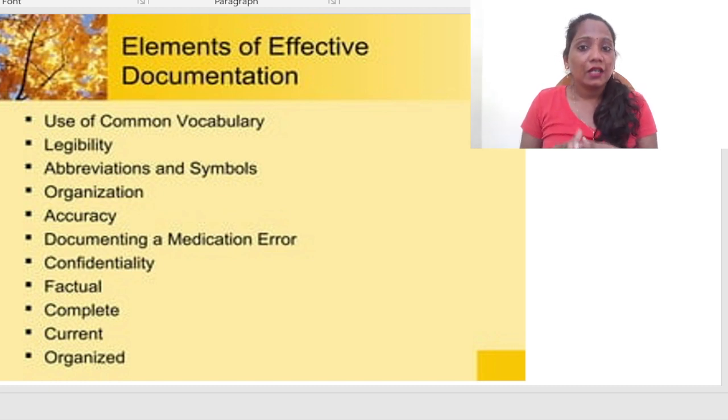Okay, then documentation should have a checking of medication error. It has some color coding, like morning in blue color and night in red color. These kinds of things we need to check for errors correctly, and we need to document properly.